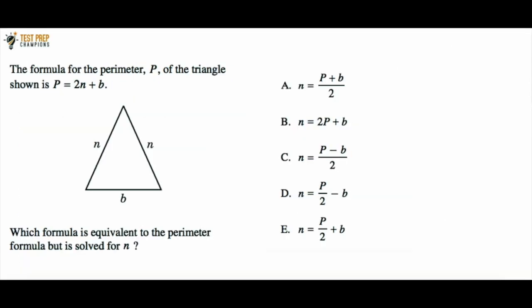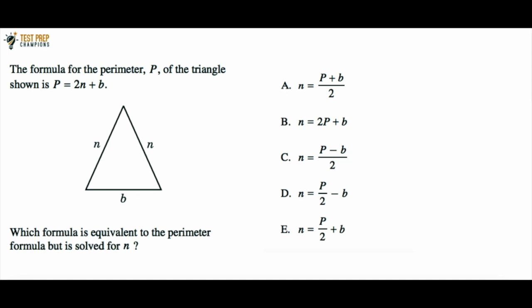The formula for the perimeter P of the triangle shown is P equals 2n plus B. Which formula is equivalent to the perimeter formula but is solved for n? A, B, C, D, or E? So now would be a good time to pause the video, try to figure this out, and then when you're ready, we'll go over the answer.